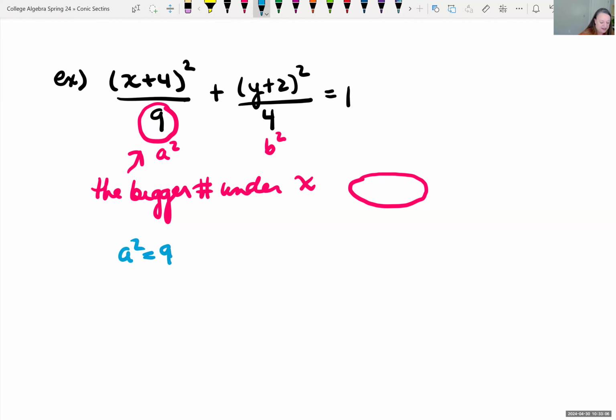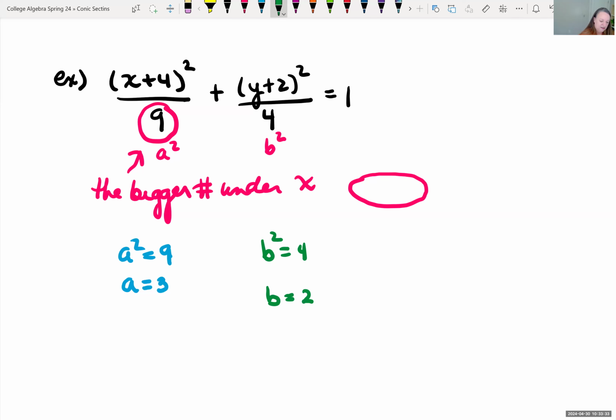So I know that a is a distance. So when I take the square root, I'm ignoring the plus or minus. I'm just looking at the plus square root of 9, which is 3. So I know a is 3. My b value, b squared is 4, so I know that b, the square root of that, is 2. And it's also a distance.